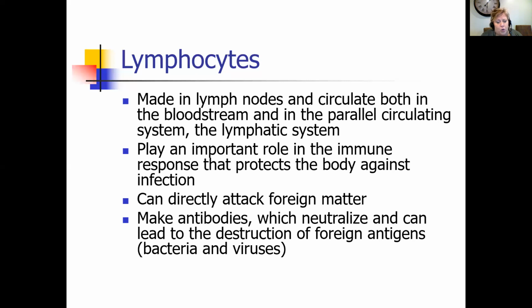Lymphocytes are made in the lymph nodes and circulate both in the bloodstream and in the parallel circulating system, the lymphatic system. Lymphocytes play an important role in the immune response that protects the body against infection. They can either directly attack the foreign matter, the virus, or the bacteria, or whatever the pathogen may be. But the lymphocytes have a very important job. They're the ones that make antibodies, and those neutralize and can lead to the destruction of foreign antigens, and more importantly, antibodies lead to immunity upon further exposure.